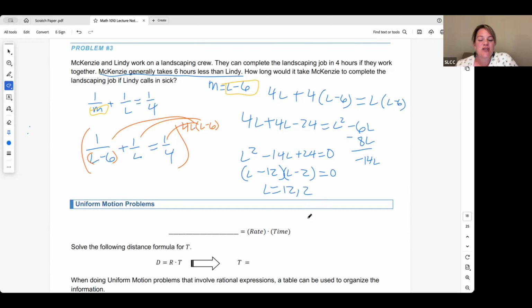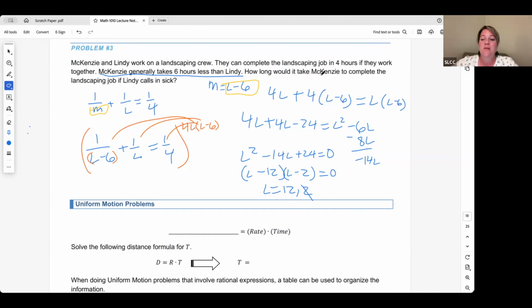If Mackenzie usually works 6 hours less than Lindy, do you think Lindy would be working 2 hours? And then Mackenzie would be working negative hours? That doesn't really make sense. So in this case, 2 does not make sense in the real world application. So we know that Lindy is 12.